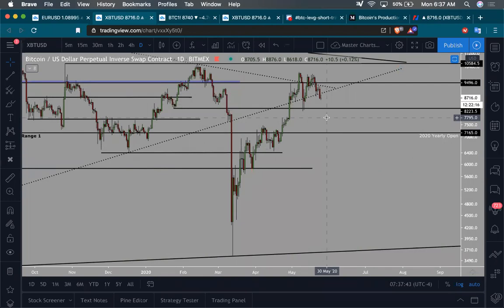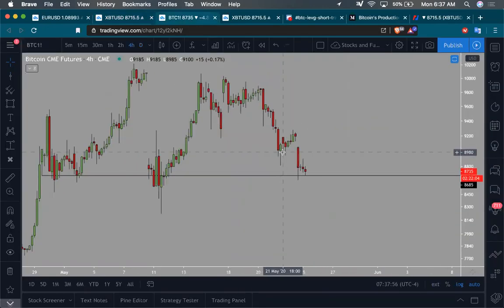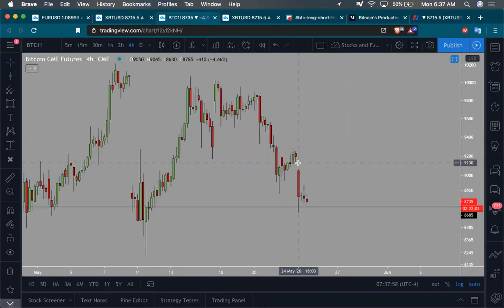So this is where we are. I'm still on my bearish bias. I'm still not seeing the kind of bullish momentum that I want to see. The only thing that you can make a case for is the CME gap, which is currently around 91.30.